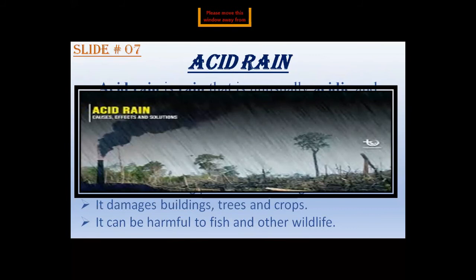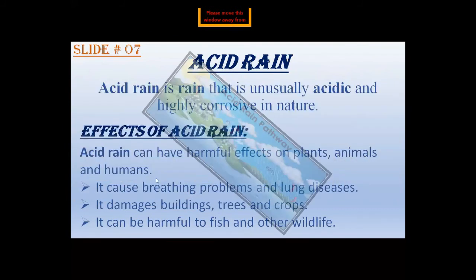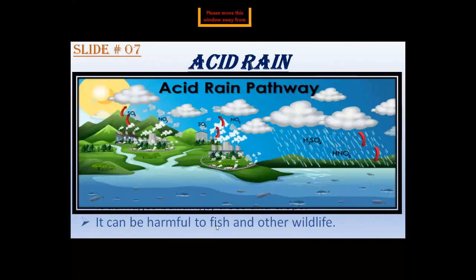The next one is it can be harmful to fish and other wildlife. How can we say that it is harmful for the fish and for other wildlife? Wildlife means where the animals are present, the life of the wild or the jungle. So it can be harmful to fish and other wildlife.